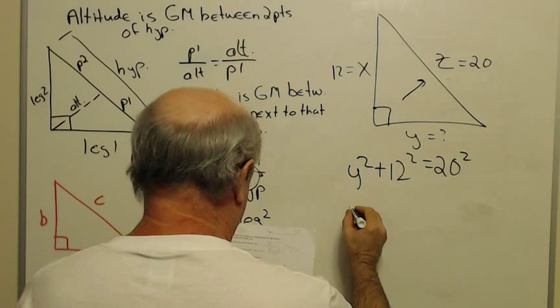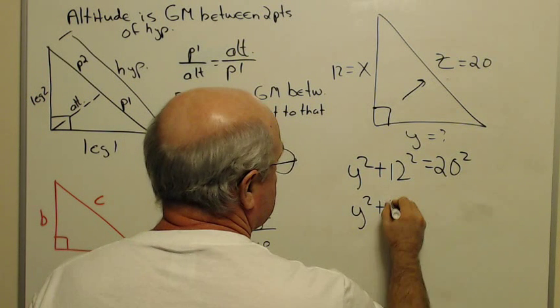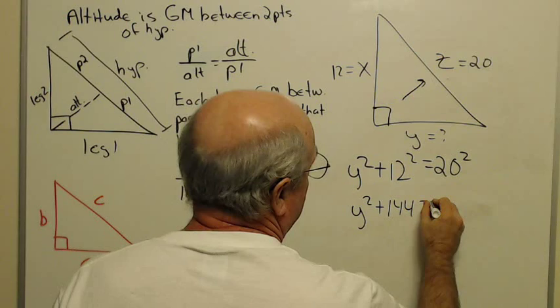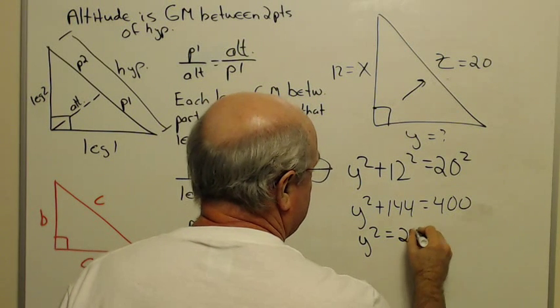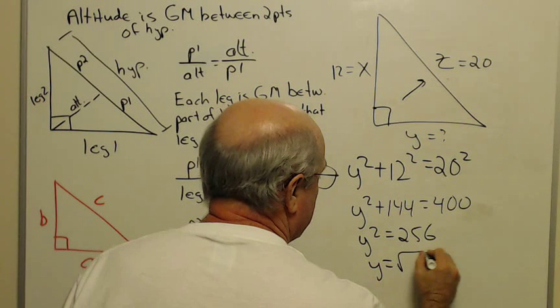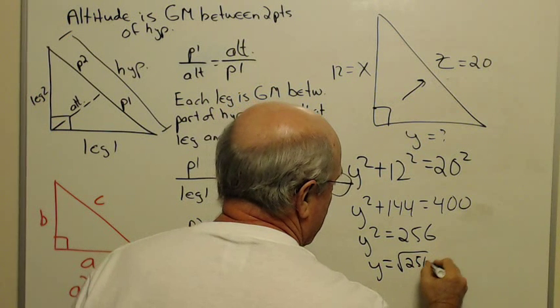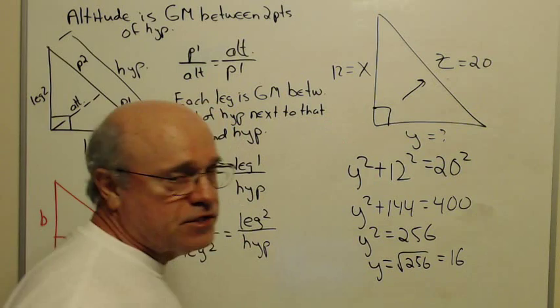So this is y squared plus 144 is equal to 400. That gives you y squared is equal to 256. Y is the square root of 256, which does simplify to the whole number 16.